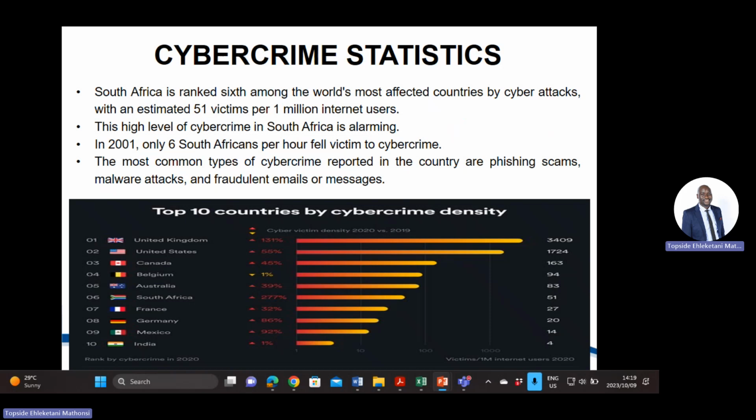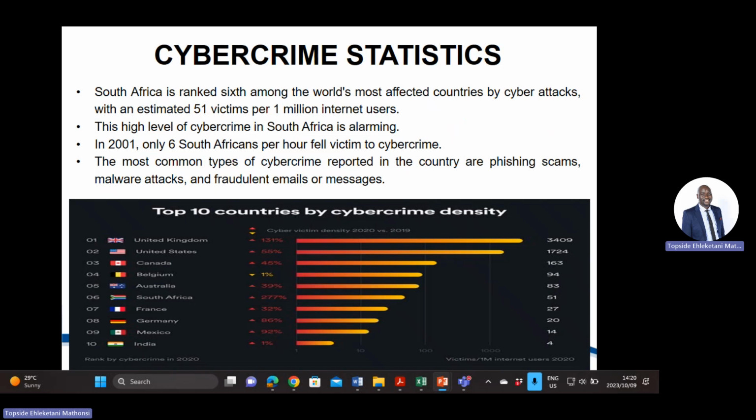In terms of the statistics, South Africa is ranked number 6 among the world's most affected countries by cyber attacks, with an estimated 51 victims per 1 million internet users. The number has increased over the past year. This is because in 2001, only 6 people per 1 million fell victim to cyber attack or cyber crime. So this number has increased. So that is why it is very, very important that we become aware of what is happening around us.